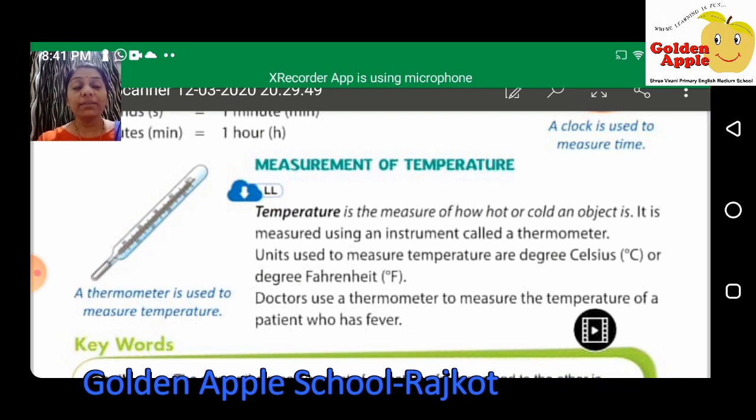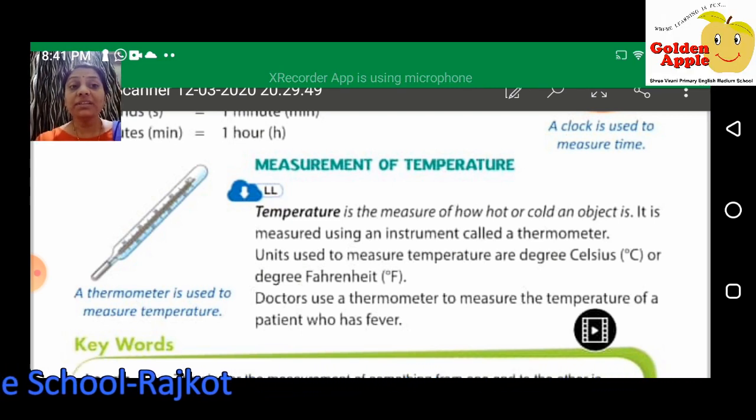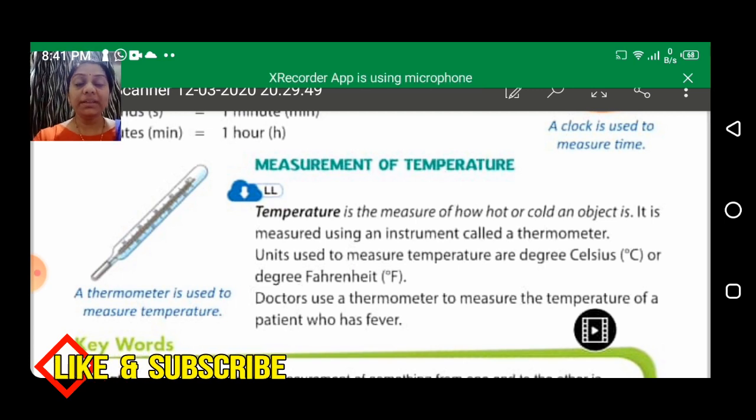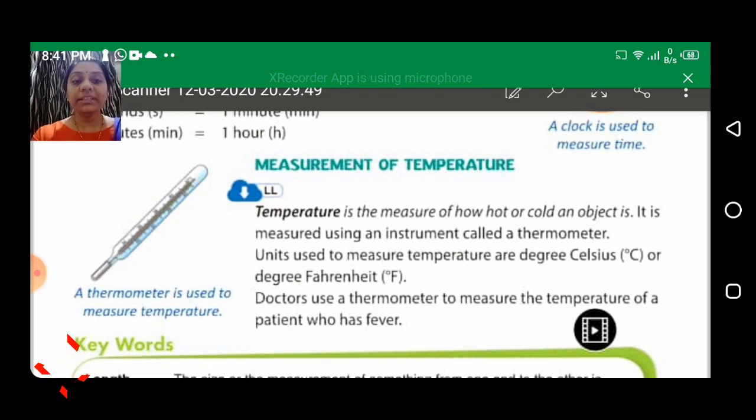Then when we are measuring the temperature of the atmosphere, at that time we have a measurement unit. It's called degree Celsius or Fahrenheit. Body temperature we measure in Fahrenheit, and atmosphere temperature we measure in degrees Celsius. So doctors use a thermometer to measure the temperature of a patient who has fever.